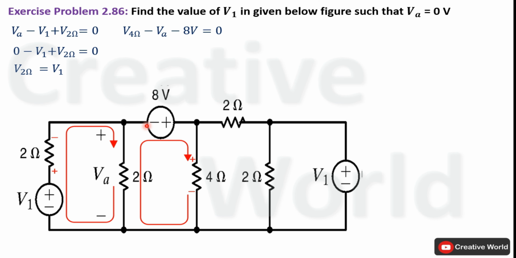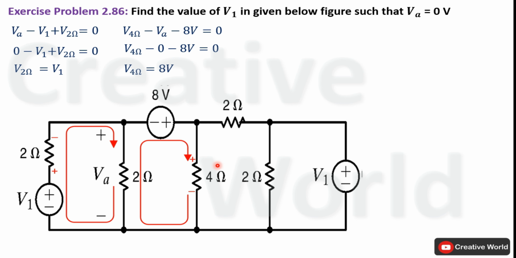Next is the voltage of this voltage source, current entering terminal is negative, so 8 volt will be taken with minus sign. Now inside this equation, place the value of VA, that is 0 volt. The equation will become V4ohm minus 0 minus 8 volt equal to 0. Place minus 8 volt on the other side of the equal sign to calculate the value of voltage across the 4 ohm resistance, that will be 8 volt.